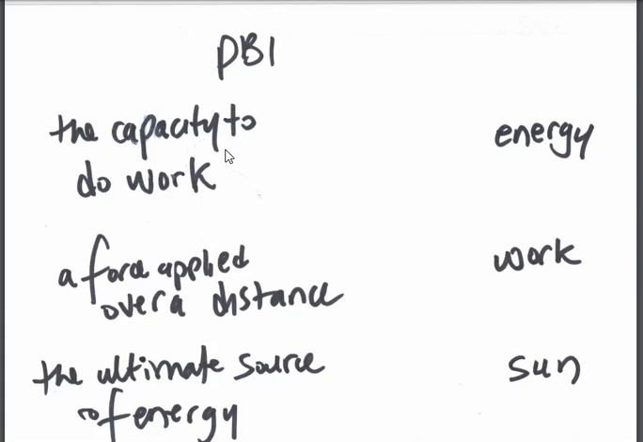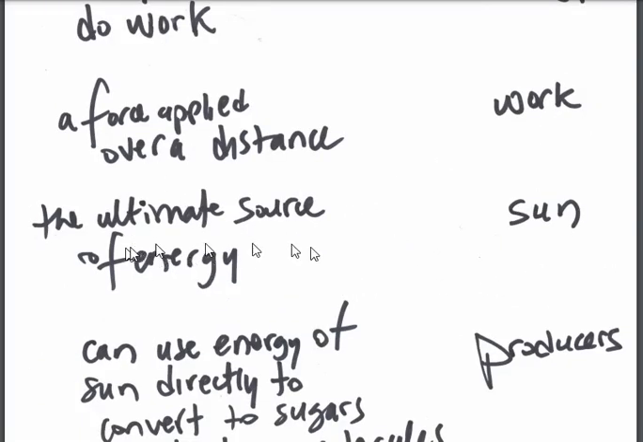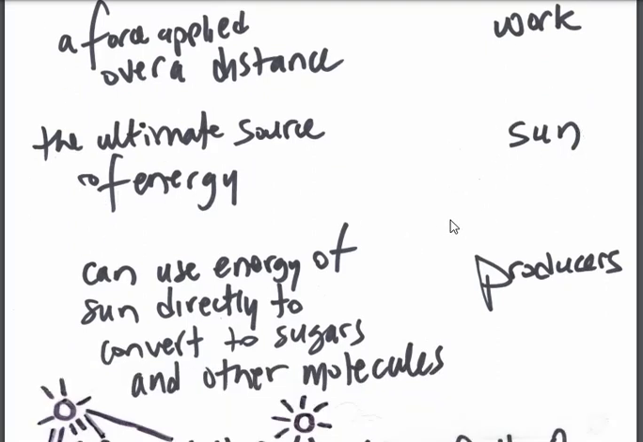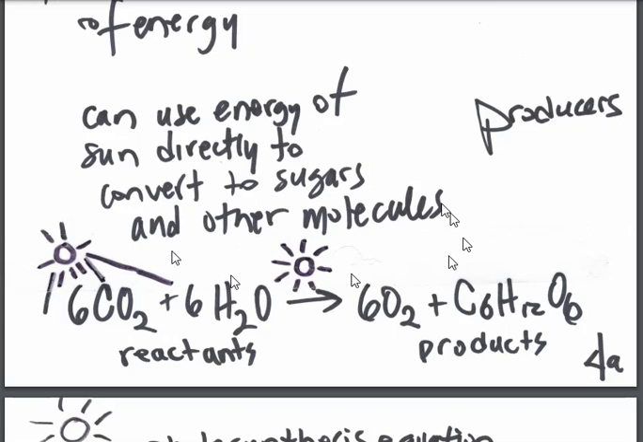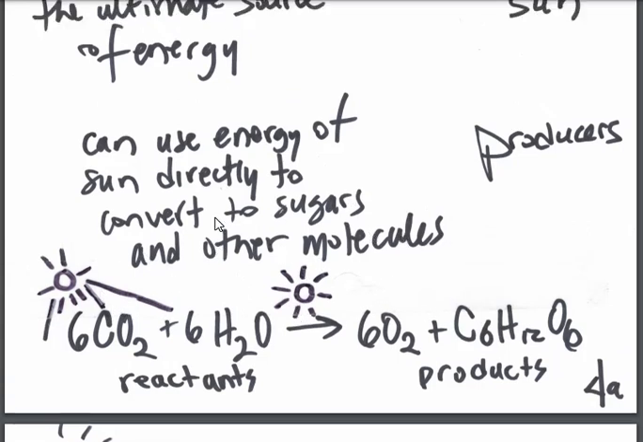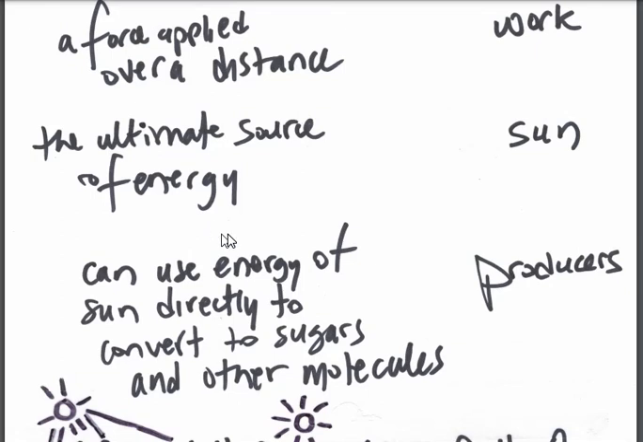The capacity to do work is called this. A force applied over a distance is called this. The ultimate source of energy in our solar system is called this. And I don't like this bottom part because it really needs some explaining, and I don't like to have things that are not clear. So I'm going to try to clarify these a bit through explaining.